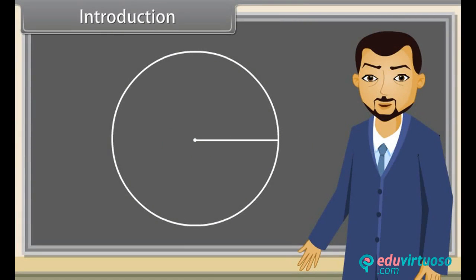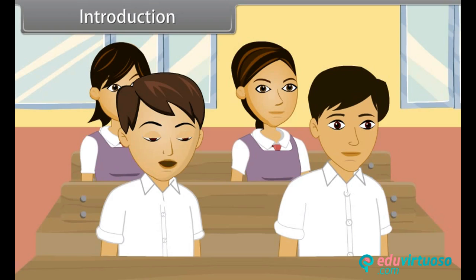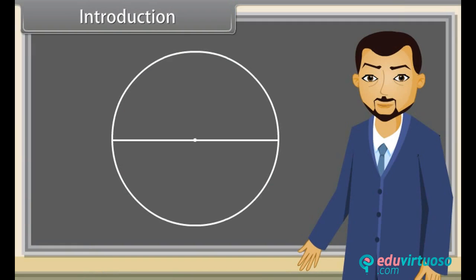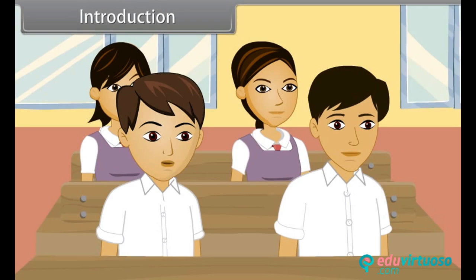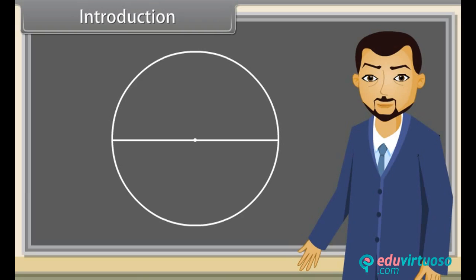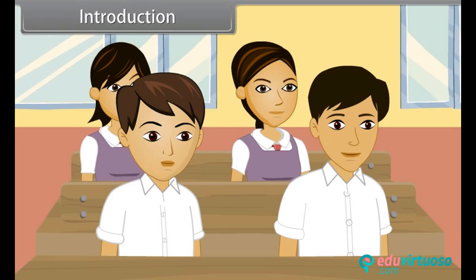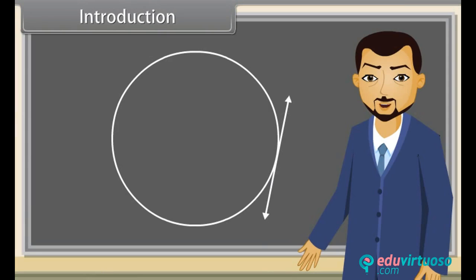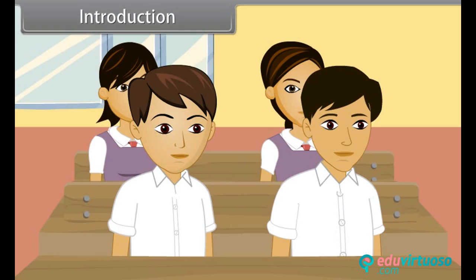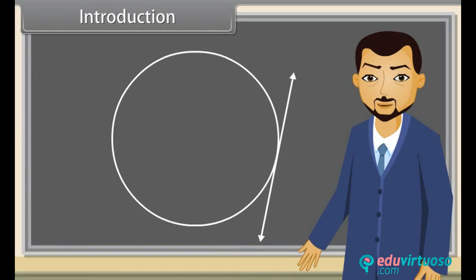Students, what is this? Radius of a circle. Students, what is this? Diameter of the circle. Yes, you're right. And what if I mark a line segment here? What is this now? It's a chord. Correct. And what do we call this line? Tangent. Yes, this is a tangent of the circle. Today we will study about circles and tangents.